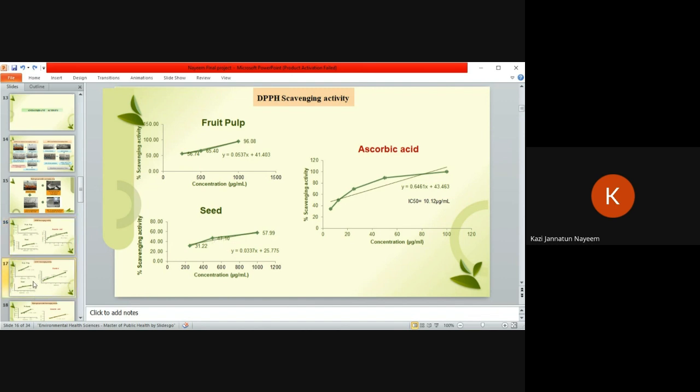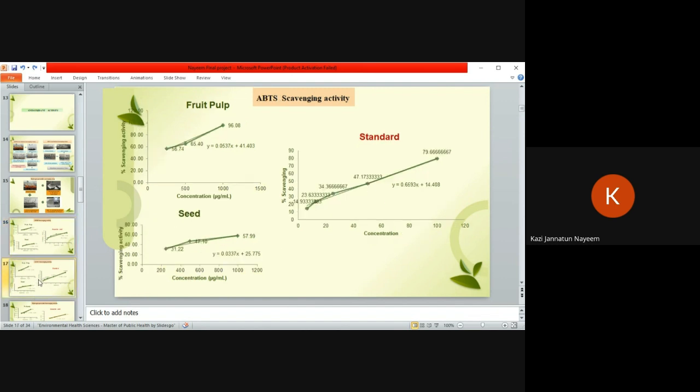Then I will describe the ABTS scavenging activity. This extract also showed concentration dependent antioxidant activity. The highest percent scavenging activity was found at a concentration of 1000 microgram per ml, and the extract of food pulp and seeds showed moderate antioxidant activity compared to the standard curve.